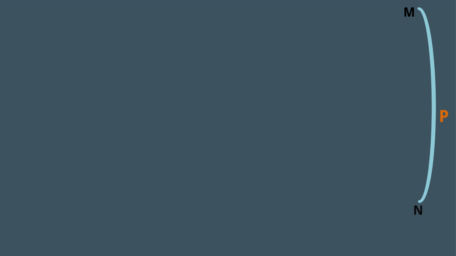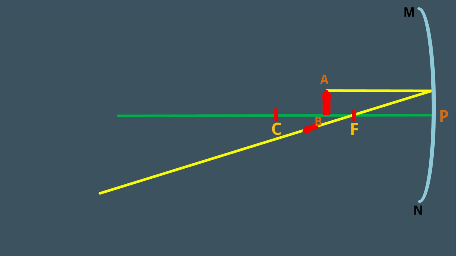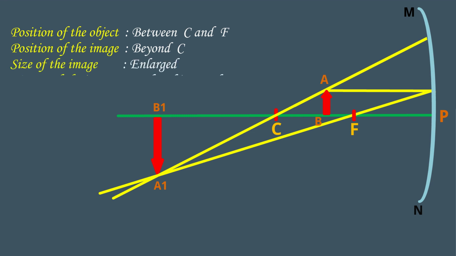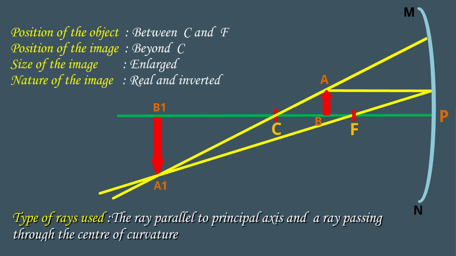Next, when the object is placed between C and F, we have to consider the ray which is parallel to principal axis. After reflection, it passes through principal focus, and the second ray, the ray which is passing through the center of curvature, after reflection retraces its path, and where these two will meet, we'll get an image. Its nature is real, inverted and size enlarged, and the position is beyond C.